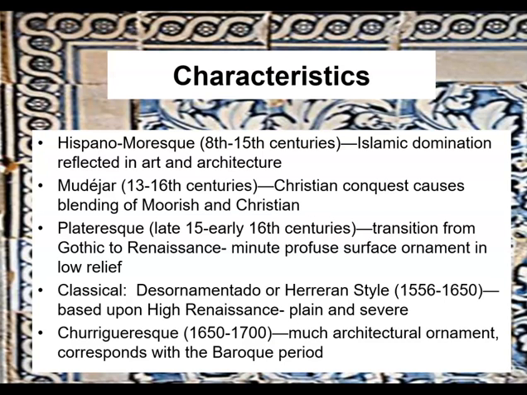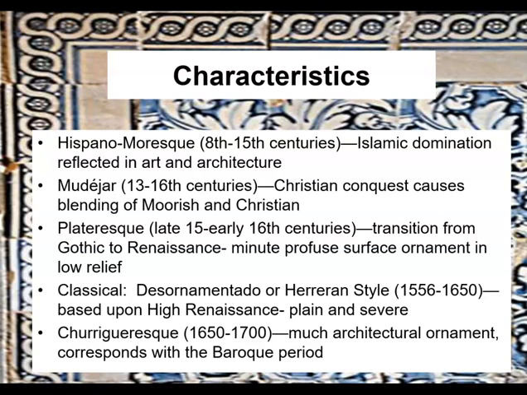So here we see the evolution of the Spanish style. Hispano-Moresque is where the Islamic domination is reflected in art and architecture, and that's from the 8th to the 15th century. In the 13th through the 16th century, we see the Mudéjar style, and this is where we're seeing the blending of Moorish and Christian design.